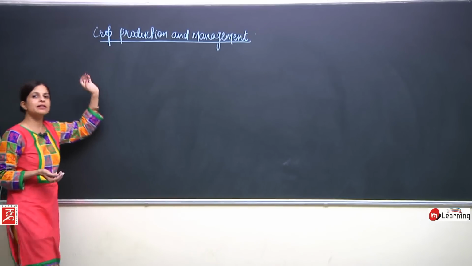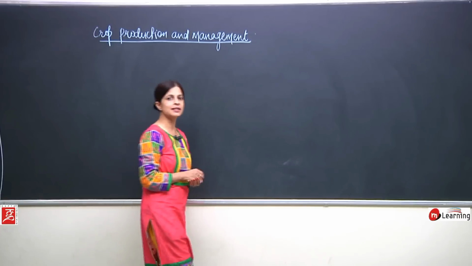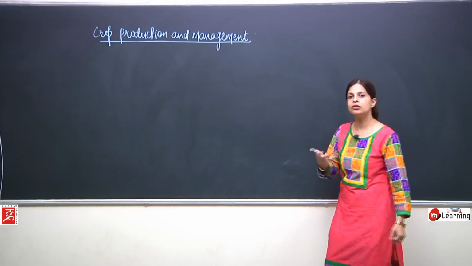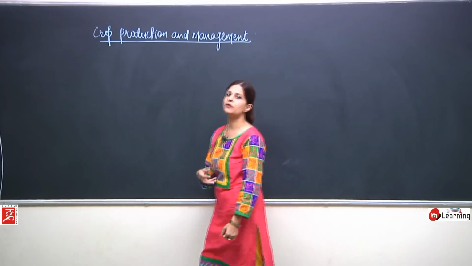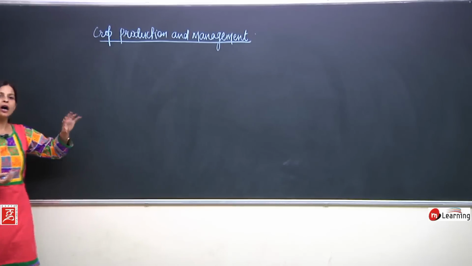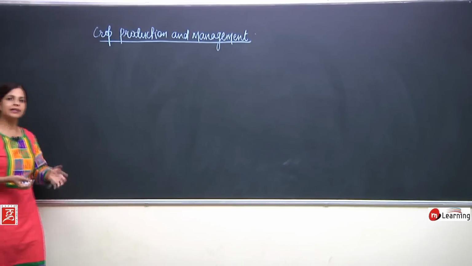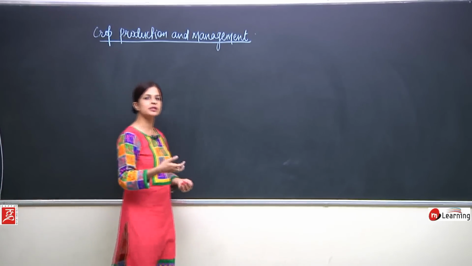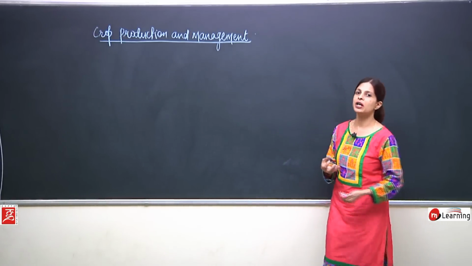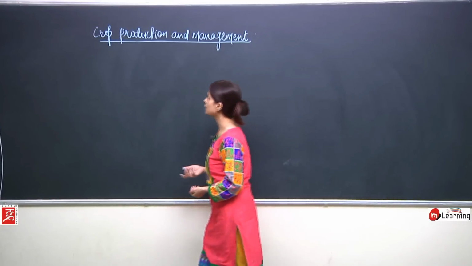So children, as you can see, the name itself suggests crop and production, like how the crops are produced, what are the different steps which we follow or have to be followed, how it has to be managed, and several terms which are used in agriculture, also several instruments which are usually used in agriculture.